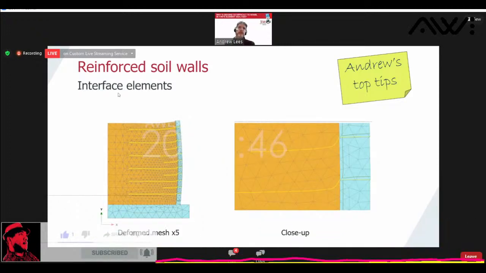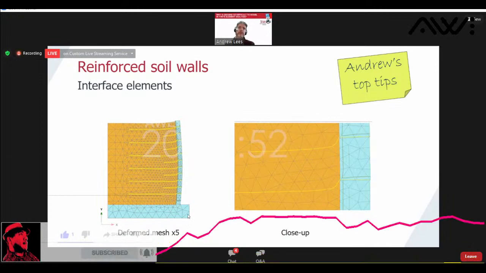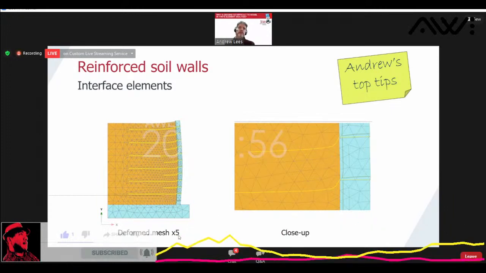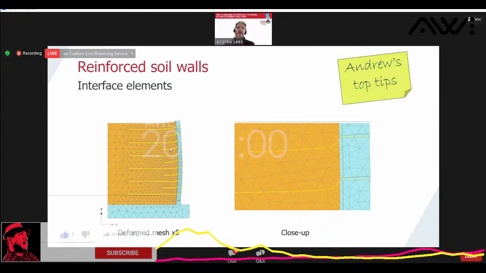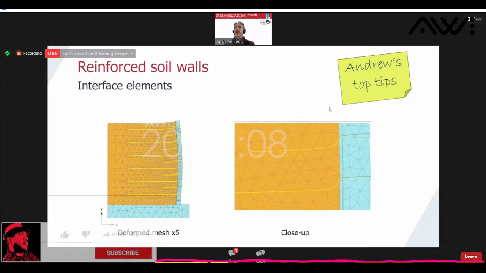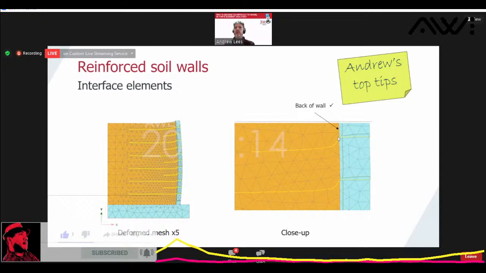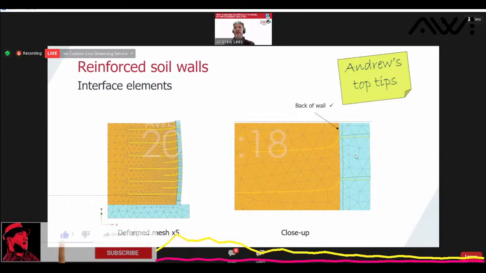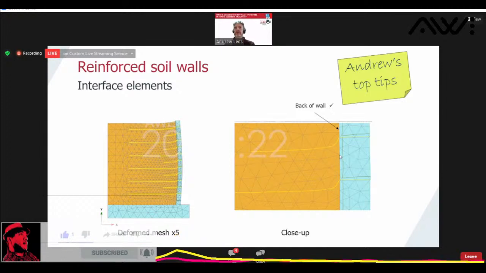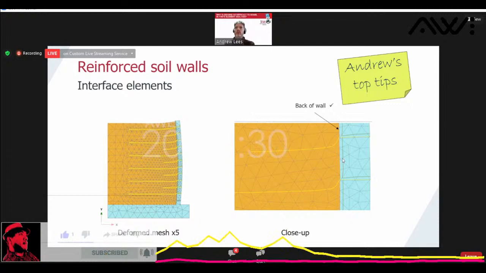Now, interface elements. That's often a tricky one with these walls. Where do we put interface elements? This is exaggerated 5 times just to help see what's actually happening, and this is close up from somewhere in here, so we can have a look at what's happening. I found what you need to do is, yes, you need interface elements on the back of the walls. You can get a lot of settlement of the soil relative to the back blocks, which are stiffer than the soil. So you see this here, in the soil was up here. So you do get quite a lot of movement. That's probably the most important interface element, on the back of the wall.